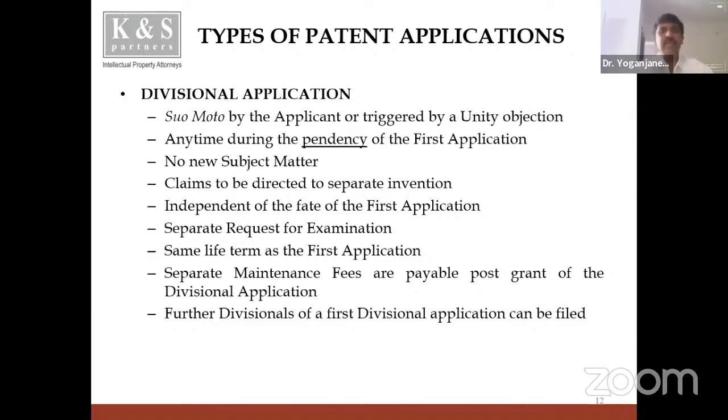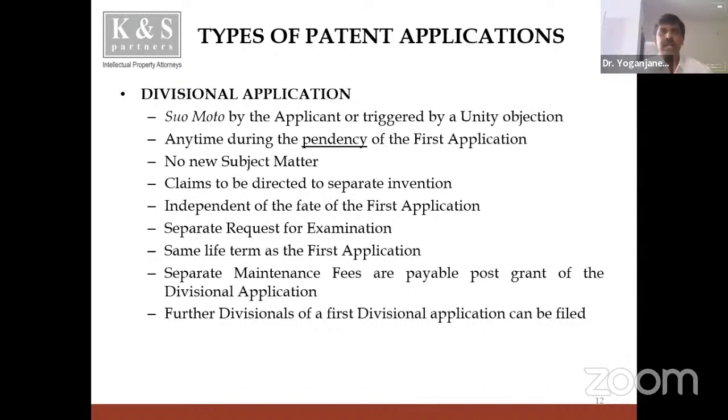So in those cases, that additional invention can be filed as a divisional application. These divisional applications can be filed at any time during the pendency of the first application. No new subject matter can be added at a later point of time once the application is filed. Claims are to be directed to the separate invention. Here also a separate request for examination is required. The life term is similar to that of the first application. Separate maintenance fees need to be paid.